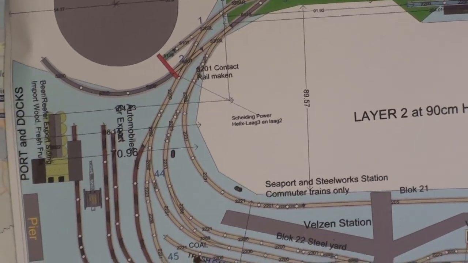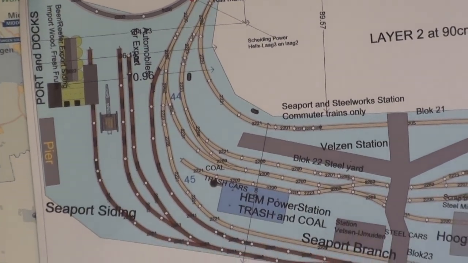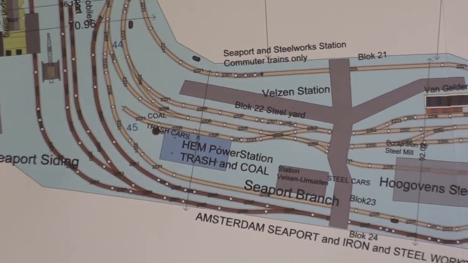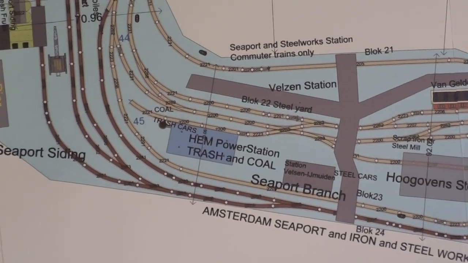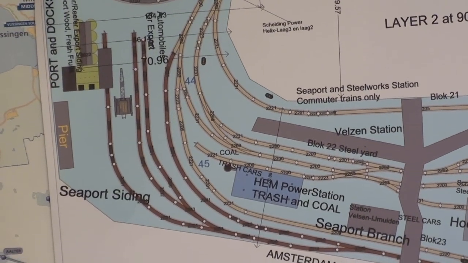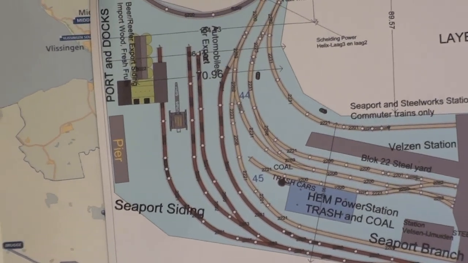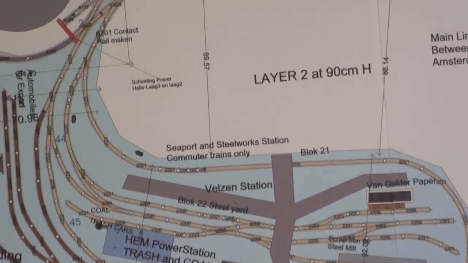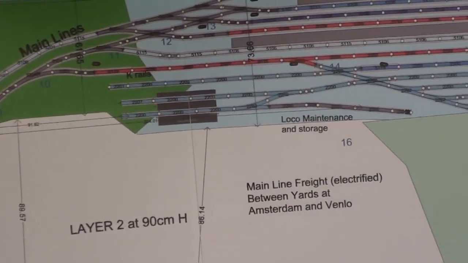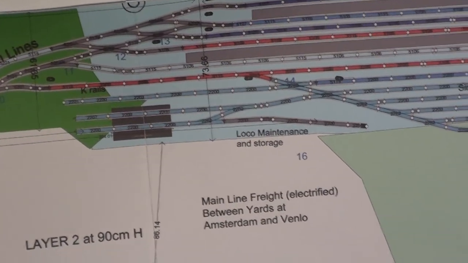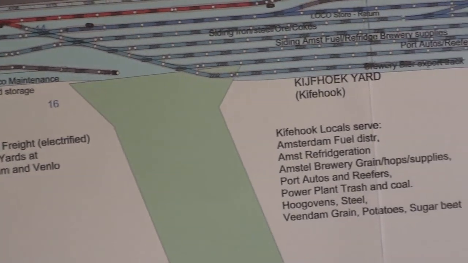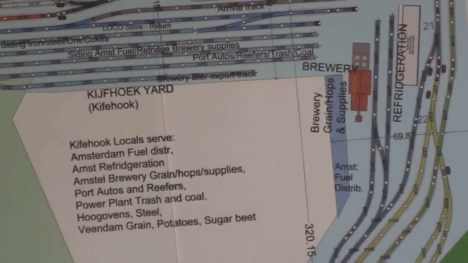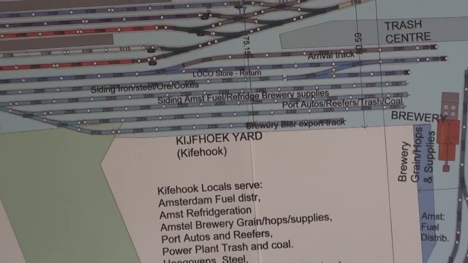Another local will pick up any cars that are required for the seaport area, and then pick up and set out any cars on the seaport sidings here, and then also head back through the reversing loop back on the red line here, and then back into the yard, and then leave the cars with the yard master for reclassification.